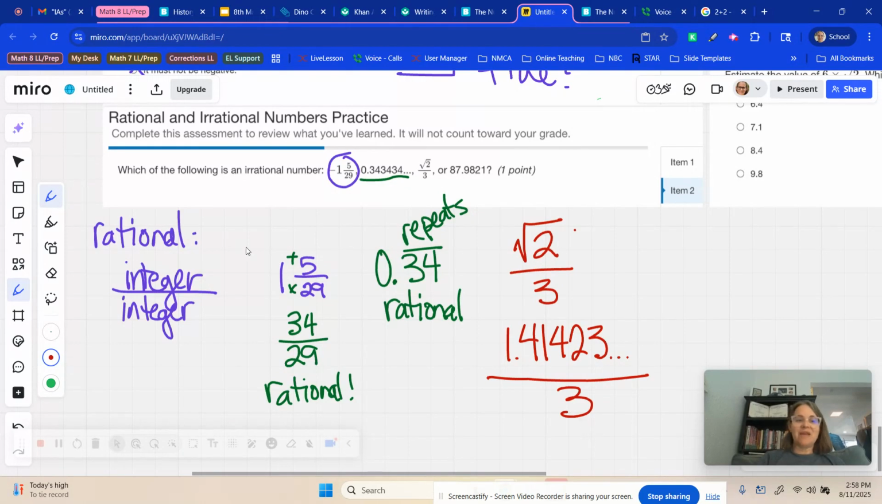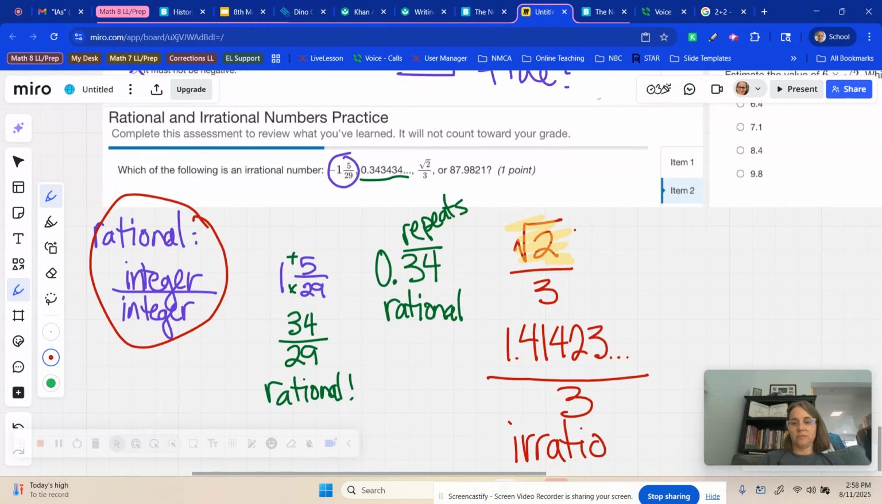Okay? Remember, rational has to be integer over integer. Square root of 2 is not an integer. So, this one is irrational, because the numerator is not an integer. You guys, if you're home and there's no other students around, say that word, integer. Say it out loud, integer.